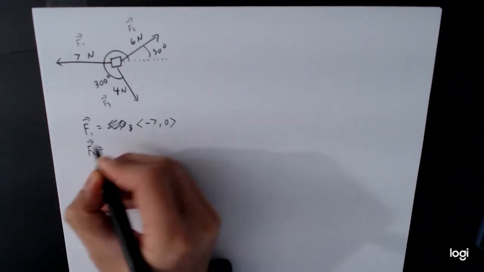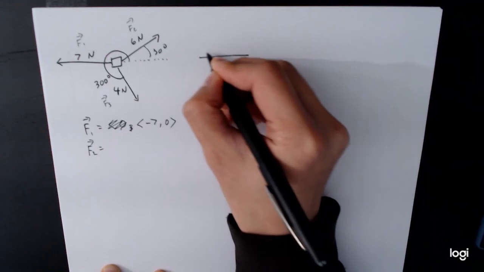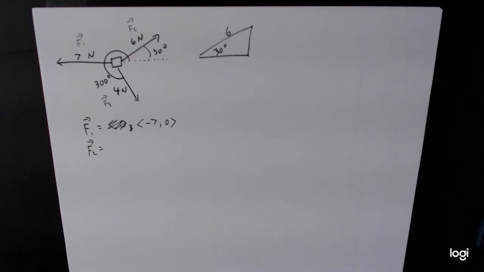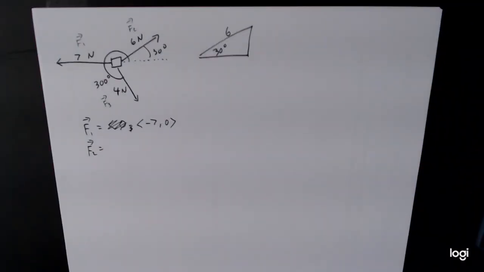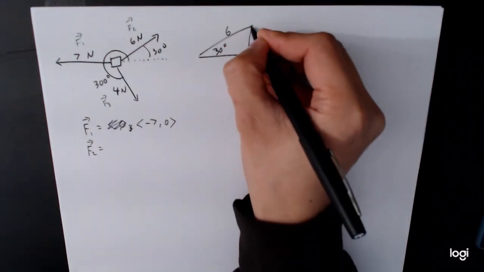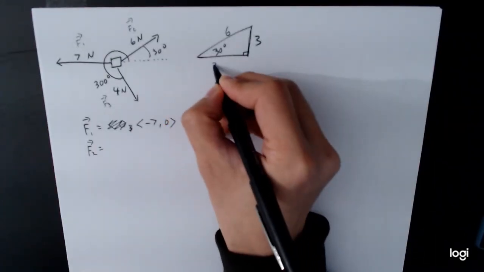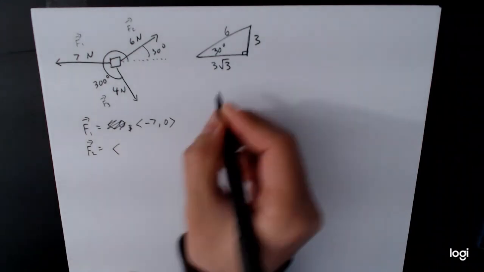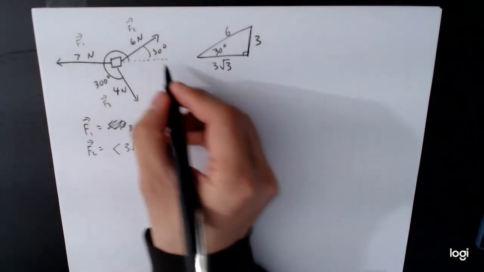F2, well, the length of F2 is 6 newtons, but it makes a 30 degree angle with the horizontal. So if I draw a triangle over here, we have 30 degrees, we have 6 over here. We can go through the trigonometry for this one and do sine and cosine. These are part of our chart of known values, but if you remember the relationships for the 30, 60, 90 triangle, you'll remember that this short side here is half the length of the hypotenuse, and that the longer leg is going to be square root of 3 times the length of the short side. And so this gives us our F2 vector, which is going to be 3 root 3, 3.